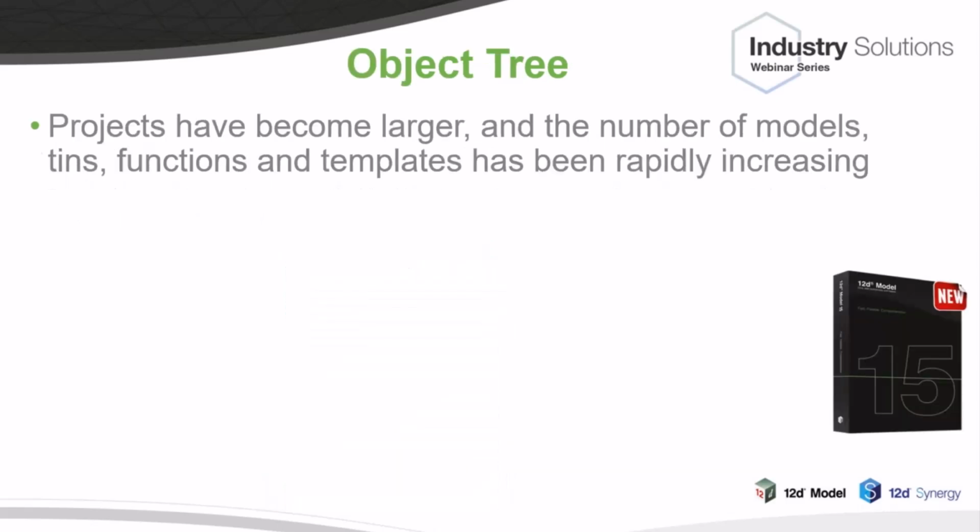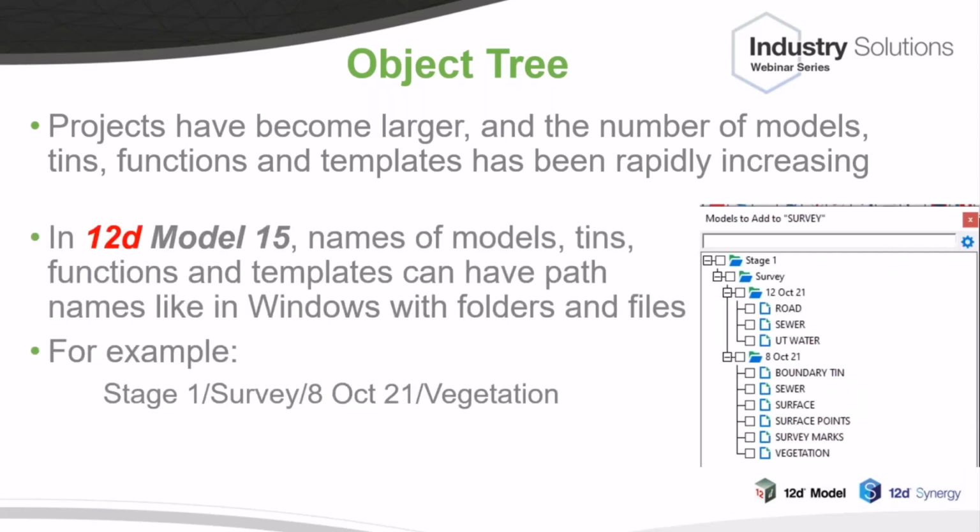Over time, projects have become larger and the number of models, tins, functions, templates has been rapidly increasing. So this is an important thing we've done for version 15 and took a lot of time to get it all working, but it's a thing we call object tree. And that means in your model names, you can set them up with a full path, like in Windows for files, and basically you separate each of the levels by a slash. So that is a model name. And when it displays on, say, adding things, you can see the different layers to it.